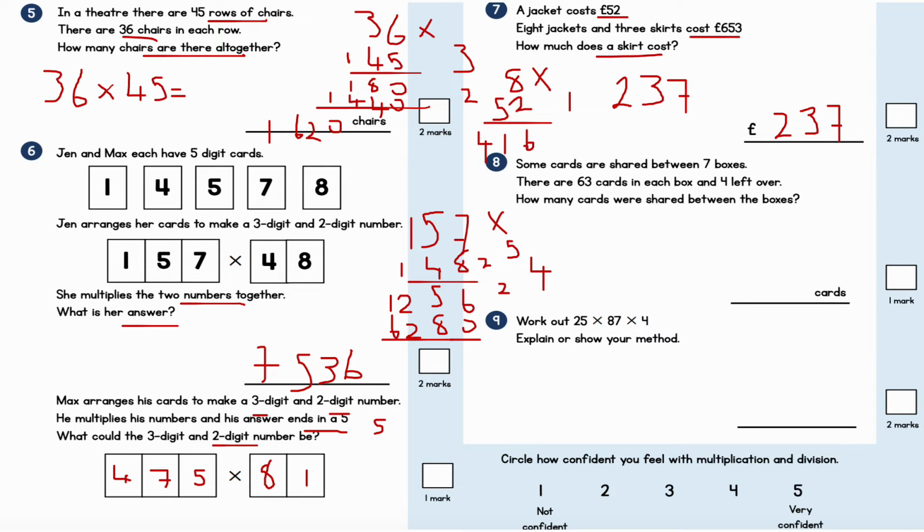This is question number 8, guys. Some cards are shared between 7 boxes. There are 63 cards in each box and 4 left over. How many cards were shared between the boxes?